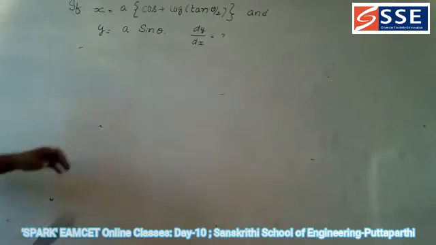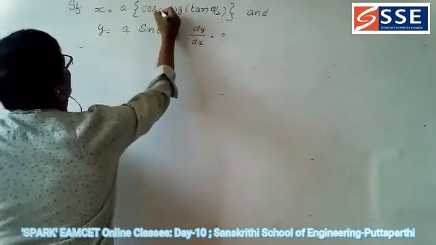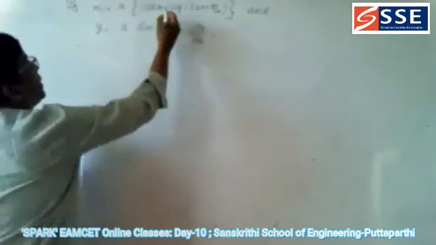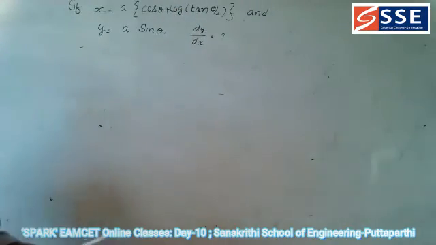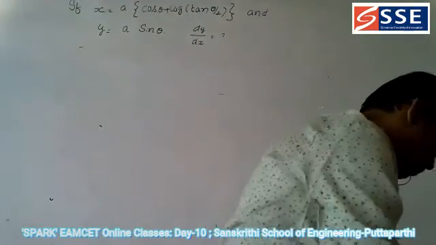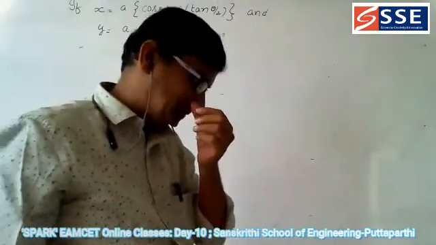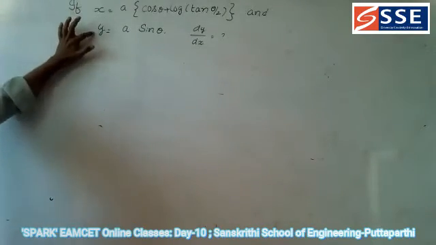So if x is equal to a into cos theta plus log of tan theta by 2, and now we'll go for this. So here x and y terms are given.